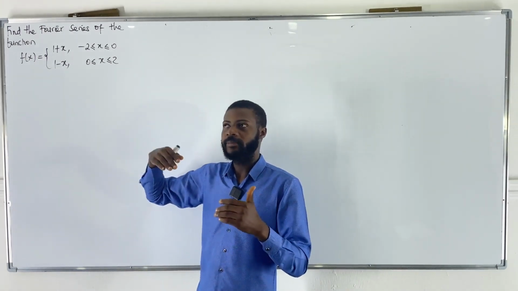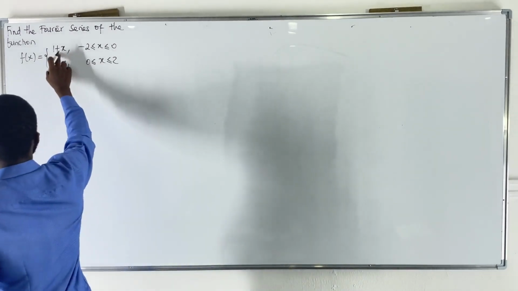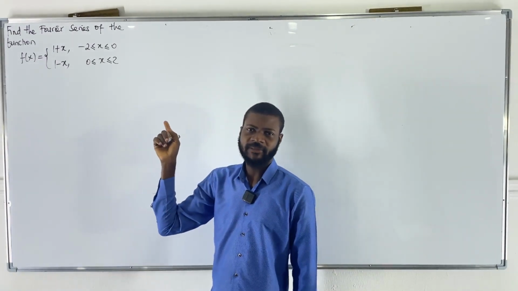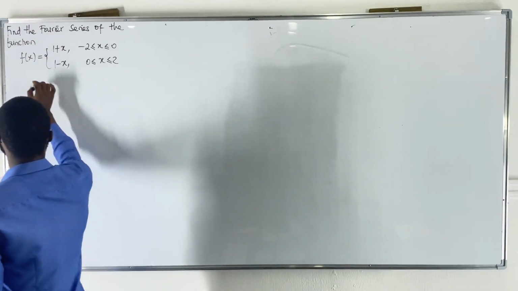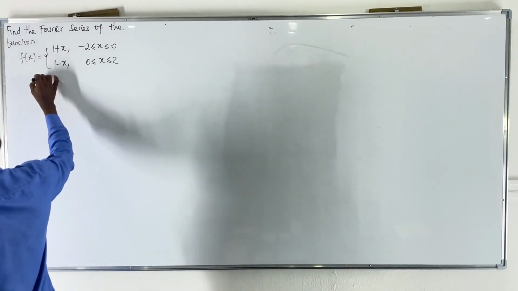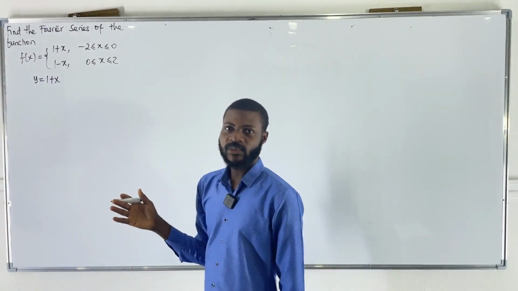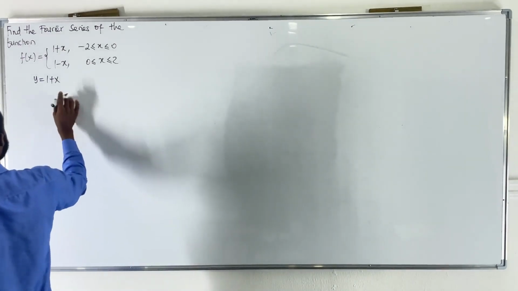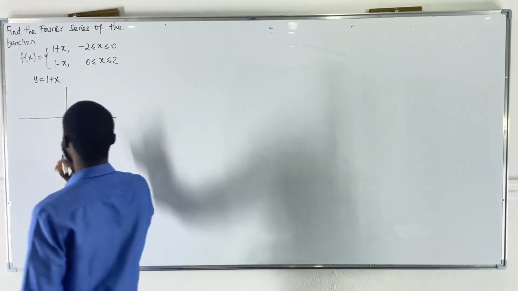This function, I'm going to graph it, but I might be a little bit speedy with it. So the first part is 1 plus x. The reason I want to graph it is because I have a feeling it's going to be an even function. So we have 1 plus x, so this will become y is equal to 1 plus x. Let me plot it like this.